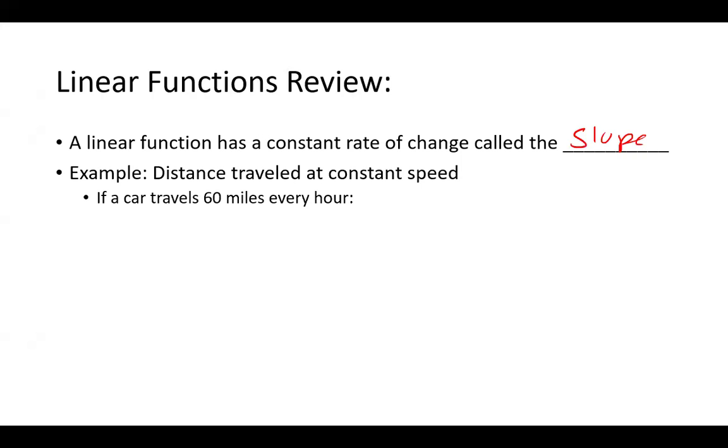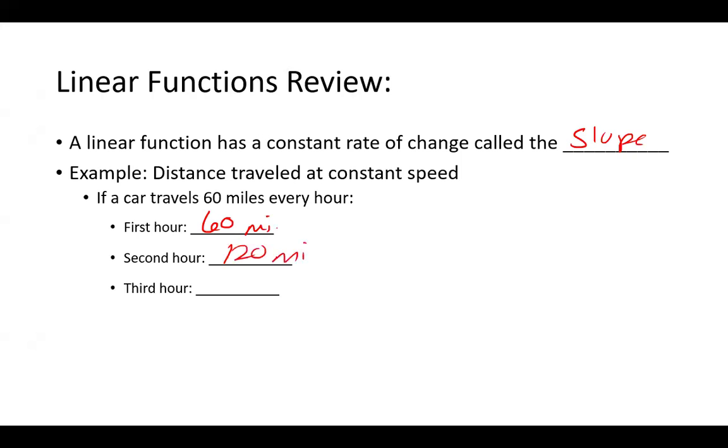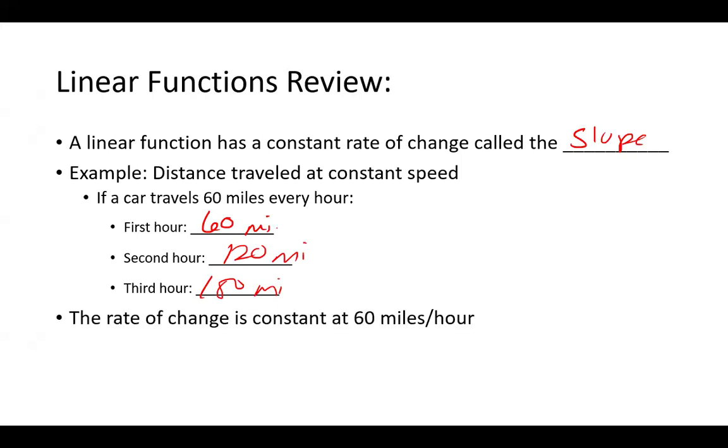If a car travels at 60 miles per hour, what is that telling me? After the first hour, the car has gone how far? 60 miles. After the second hour, it has gone how far? 120 miles. After the third hour, it has gone 180 miles. So this is an example of a constant rate of change. Does that make sense? Because I'm adding on the exact same amount every single time. With a constant rate of change, that means you're adding or subtracting the same amount repeatedly.